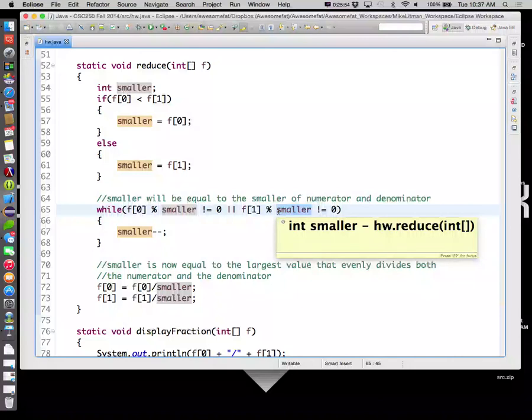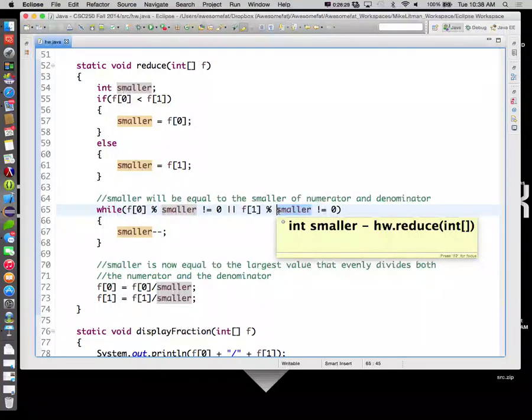But if your smaller number is 5, and let's say 5 does not evenly divide the other one, will 4 ever evenly divide 5? Will 3 ever evenly divide 5? And 5's kind of a bad example. Let's go 6. Will 5 ever evenly divide 6? Will 4 ever evenly divide 6? Not until we get to 3. Does that make sense? Okay, so what can we do instead of subtracting 1 from it each time to make this a little more efficient?